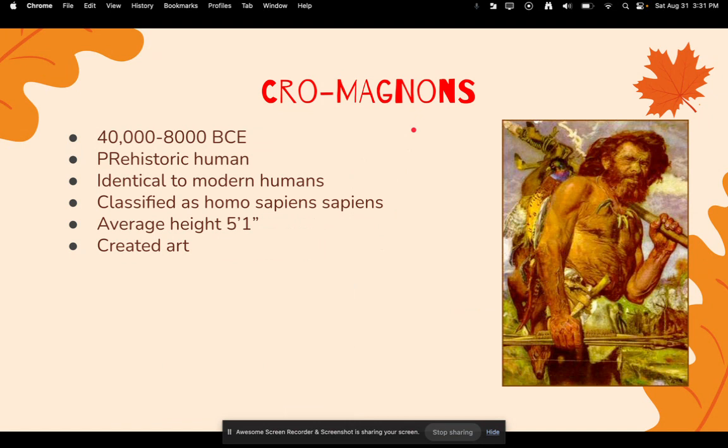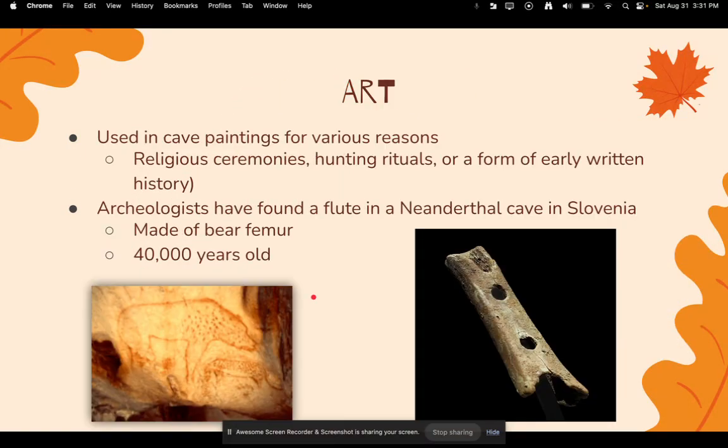Cro-Magnons. So they were from 40,000 to about 8,000 BCE. They're prehistoric humans, but they're pretty much identical to modern humans. There's a few differences about them and their cultures that don't make them quite humans yet. They're also classified as Homo sapiens sapiens. Their average height was only 5'1", and they were able to create art.